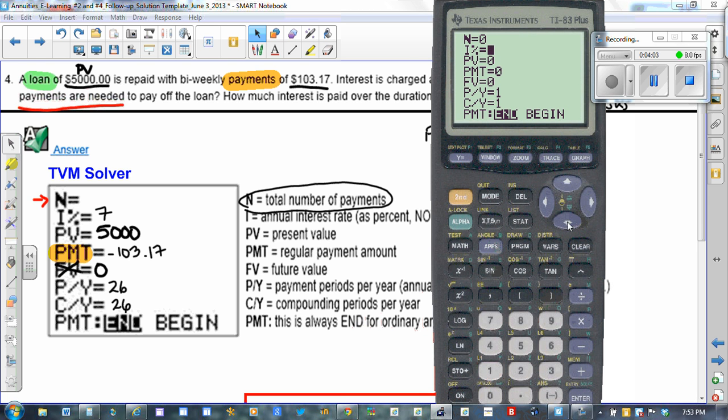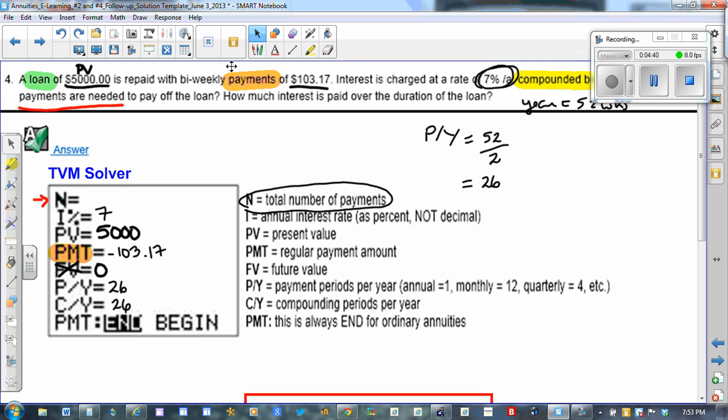So the N, of course, remains blank. The I is 7. PV is 5,000. That is the loaned amount. We'll use this plus minus key to indicate that money is being paid by us towards something else. Future value remains 0 because it's not that kind of problem. And the CY will be 26 along with the PY. Now the N, we'll go alpha enter. And as you can see, we have 52 payments. So 52 is our answer.